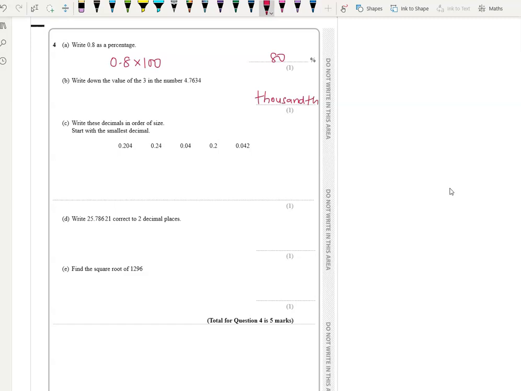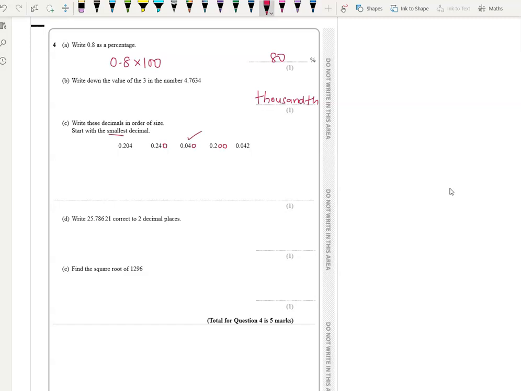Write these decimals in order of size. Start with the smallest decimal. Now what you can do is, since it has 3 decimal digits, you can write each number with 3 decimal digits. So I can add a 0 here to each, so it becomes easy to compare. Now all of them have the same number of decimal digits. We want the smallest of all.